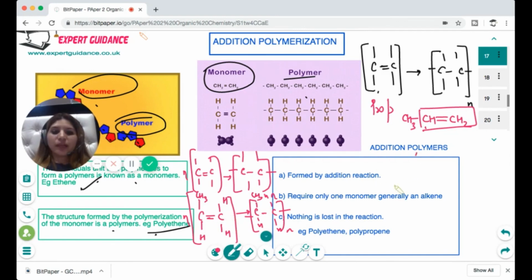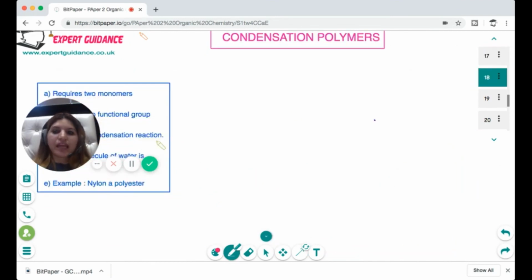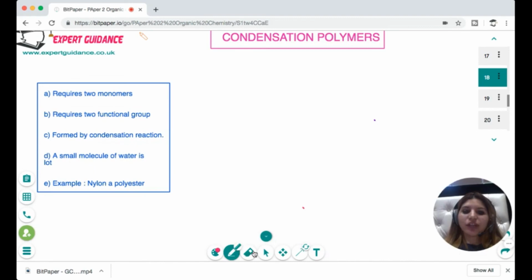So addition polymers are formed by addition reaction. They require only one monomer. Generally, it's an alkene. Nothing is lost in the reaction. Examples are polyethene and polypropene. The other type of polymerization is a condensation reaction.